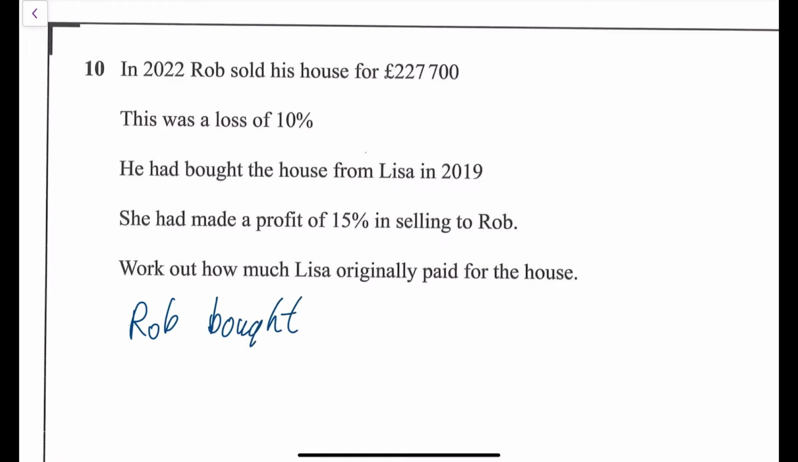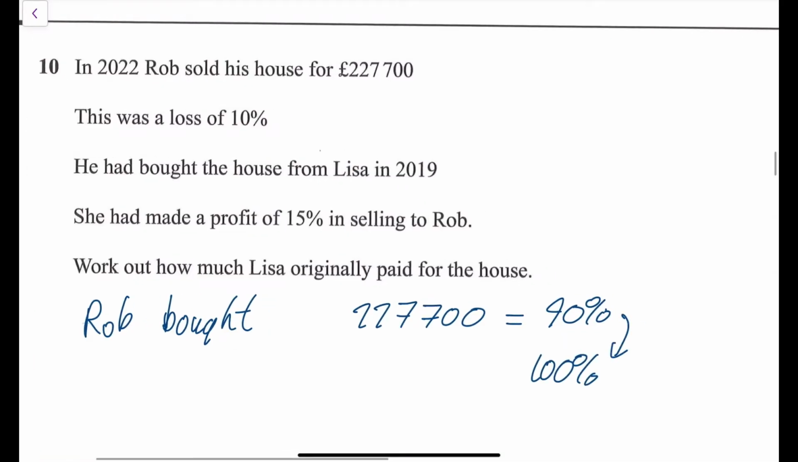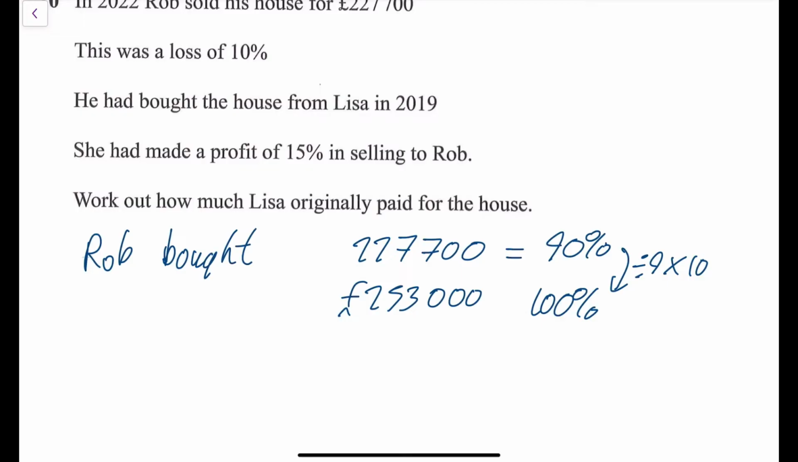It tells you in the first line, Rob sold his house for £227,700, and this was a loss. So that basically means £227,700 equals 90%. We want to find out what 100% is. So you get from 90 to 100 by dividing by 9 and multiplying by 10. When I did that, I got that Rob bought his house for £253,000.